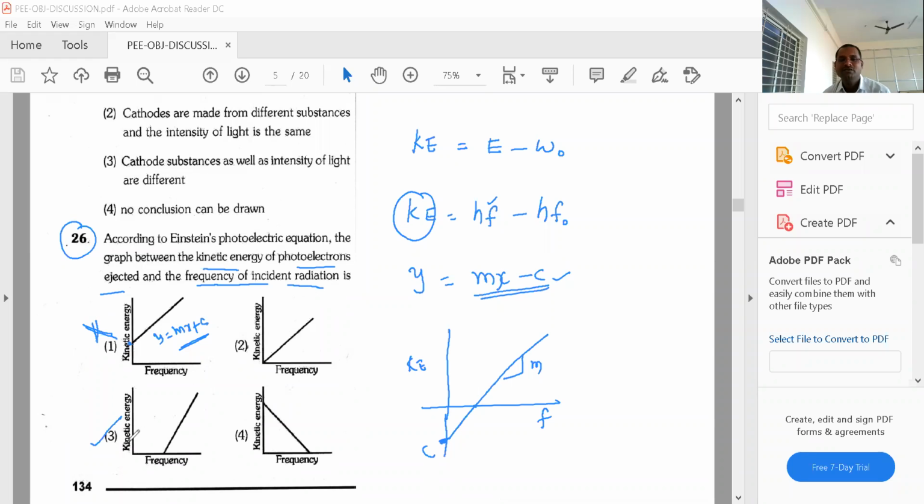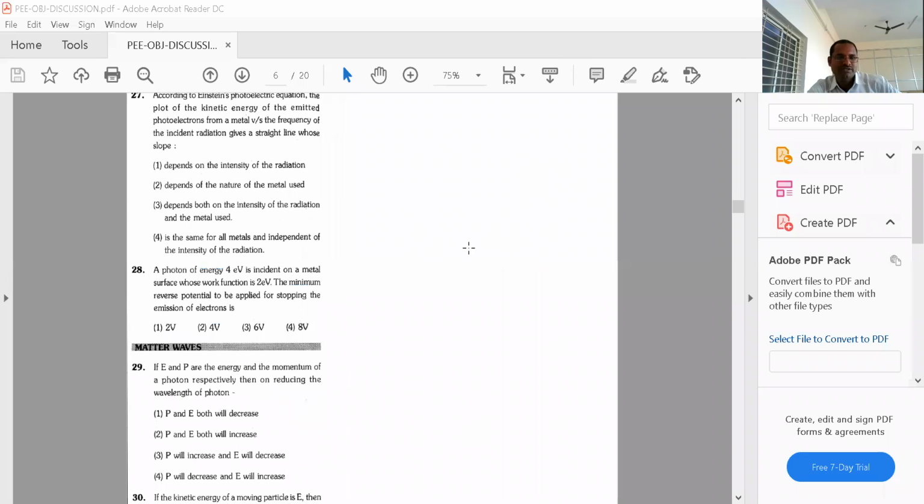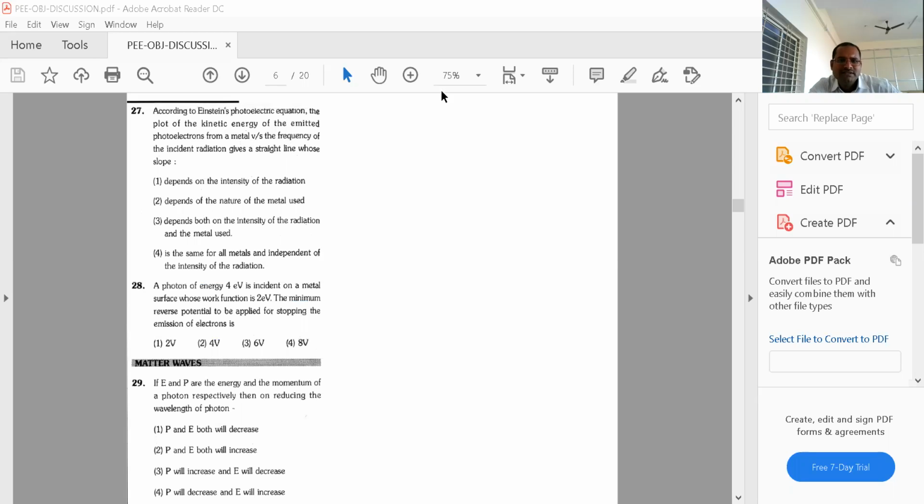Got it, students? So graph is important. Remember this type of graphs. Very important. Next, 26 is over. Let us go to 27. It is readable only. Okay, no problem.